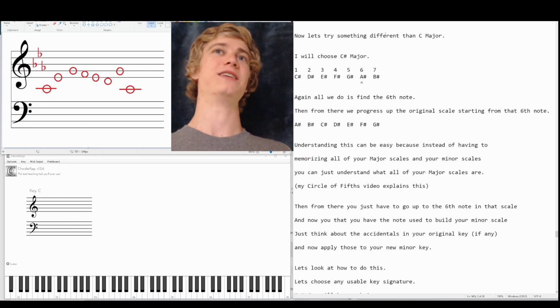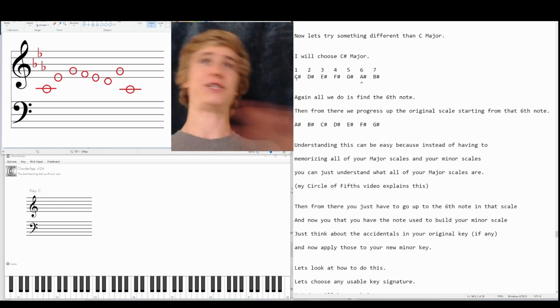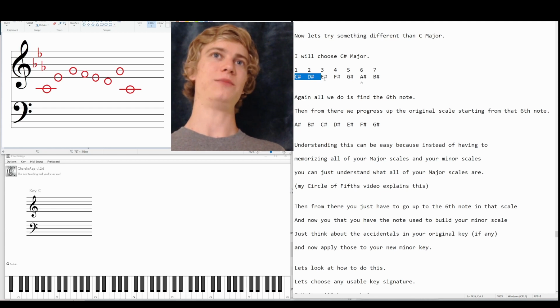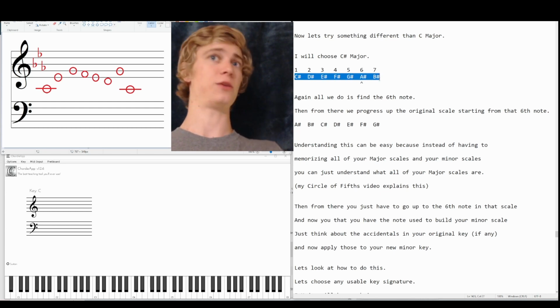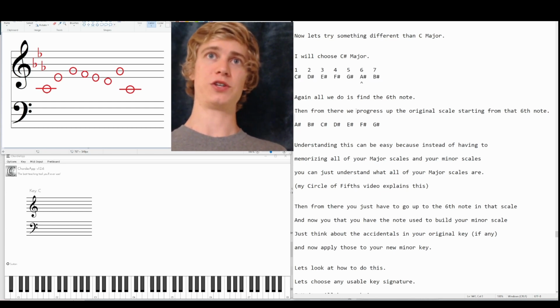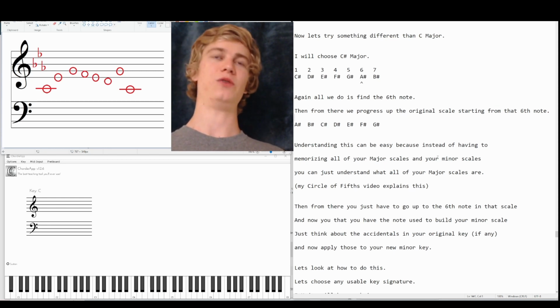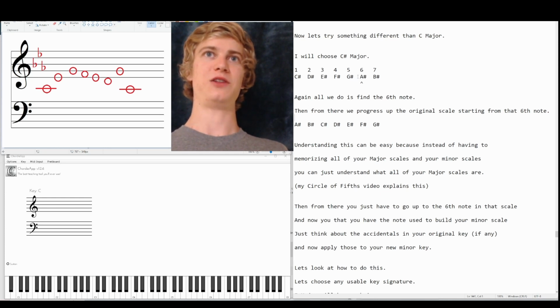Now let's try something different and more difficult than C major. I will choose C sharp major. As you can see here, every single note is sharpened. Again, all that we do is we're going to find the 6th note. We're going to keep all of these same notes as before. Since they're all sharp, now they're going to be all sharp again. And then we're just going to progress up the original scale starting from that 6th note, just like we did before. So the 6th note is A sharp. As you can see, it's basically the same thing as before, but now we just have a bunch of sharps after the note. That's the only difference.